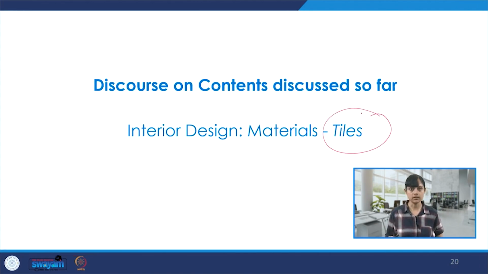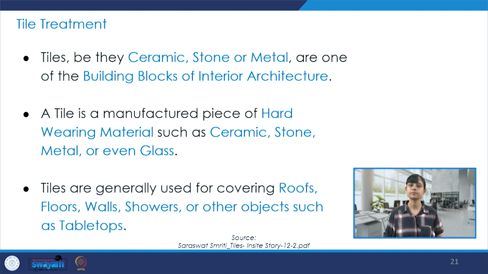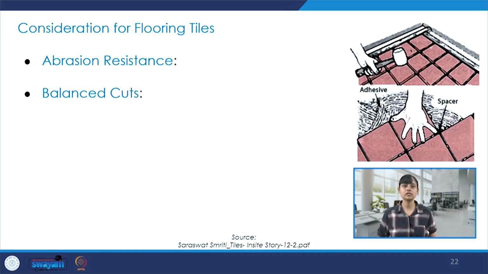Then we talked about tiles. Tiles are very, very important materials used extensively in interior design industry and all kinds of projects to achieve all kinds of scales and spaces. So we started to understand what are the different kinds of tiles which are available in the market, what kind of treatment we give to those tiles, and then how do we use them for covering roofs, floors, walls, showers, tabletops, etc. Then we also saw some considerations for the flooring tiles.